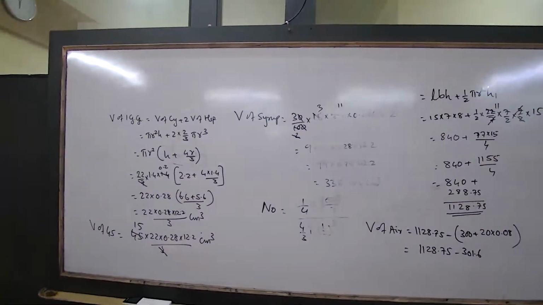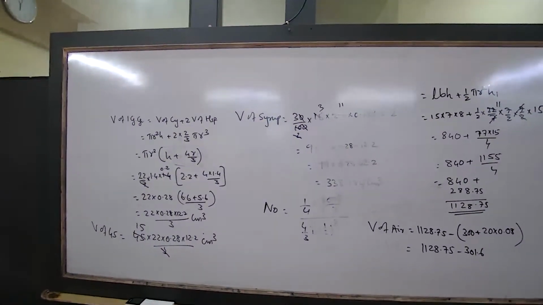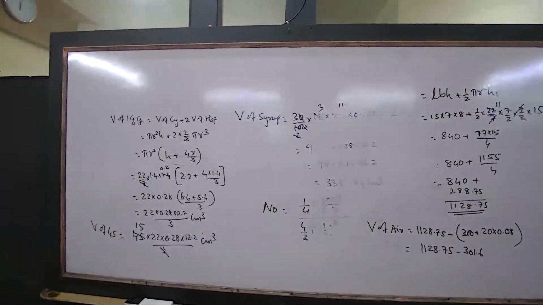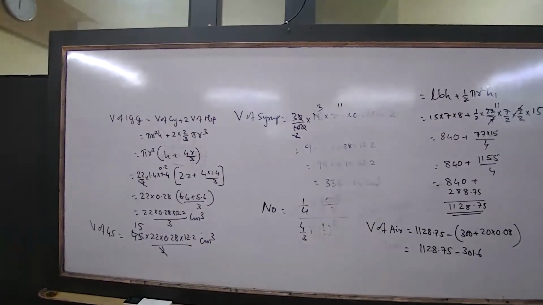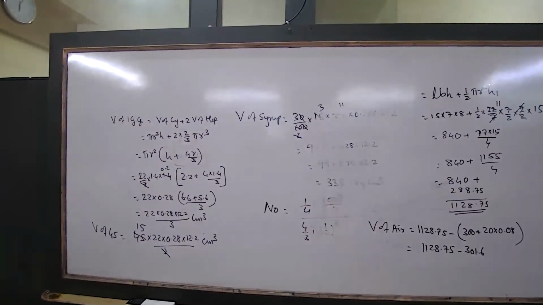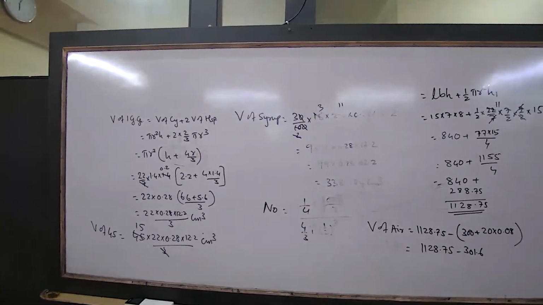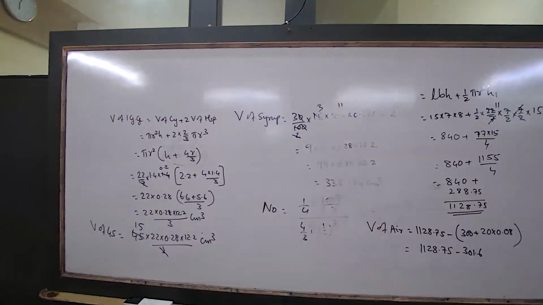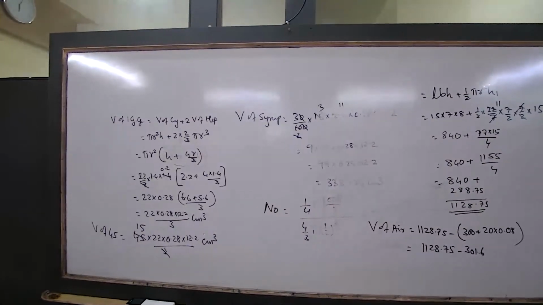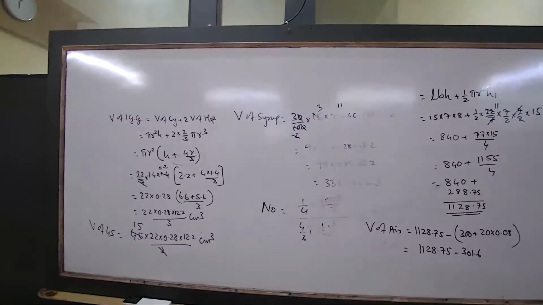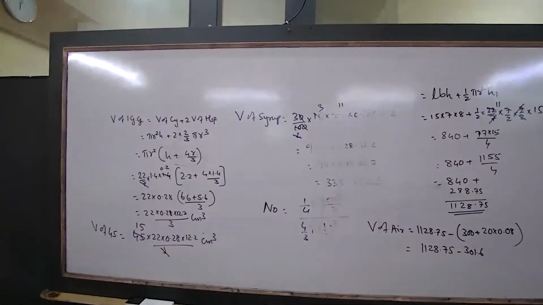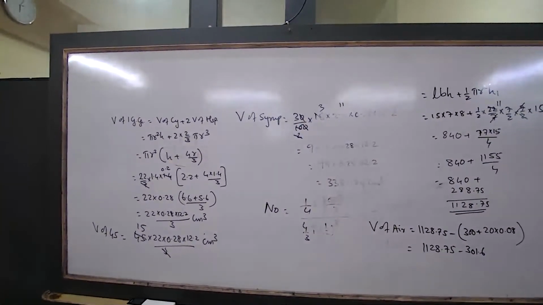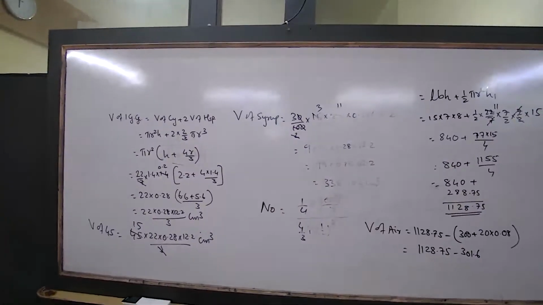Okay, next question. Question number 5. A solid toy in the form of a hemisphere is surmounted by a right circular cone. The height of the cone is 2 centimeter and the diameter of the base is 4 centimeter. Determine the volume of the toy. If a right circular cylinder circumscribes the toy, find the difference of the volumes of the cylinder and the toy.